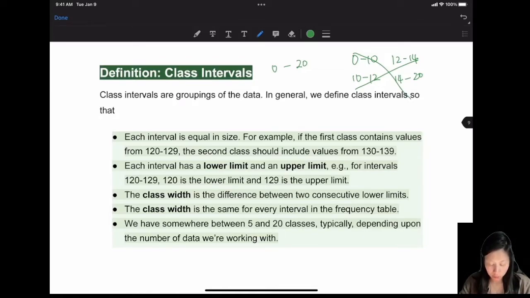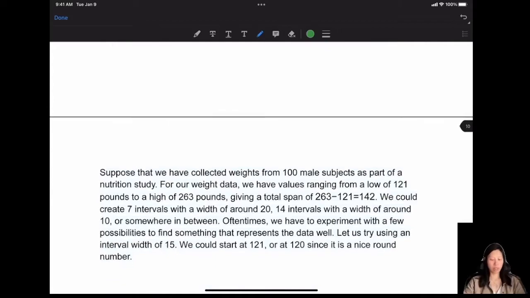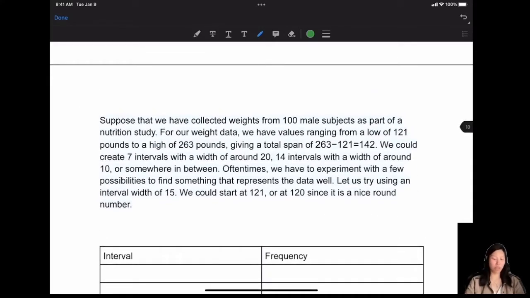Each interval has a lower limit and upper limit. For an interval like 120 to 129, 120 is the lower limit, 129 is the upper limit. The class width is the difference between two consecutive lower limits. The class width is the same for every interval in the table. Okay, so here is an example. Let's try to do it.